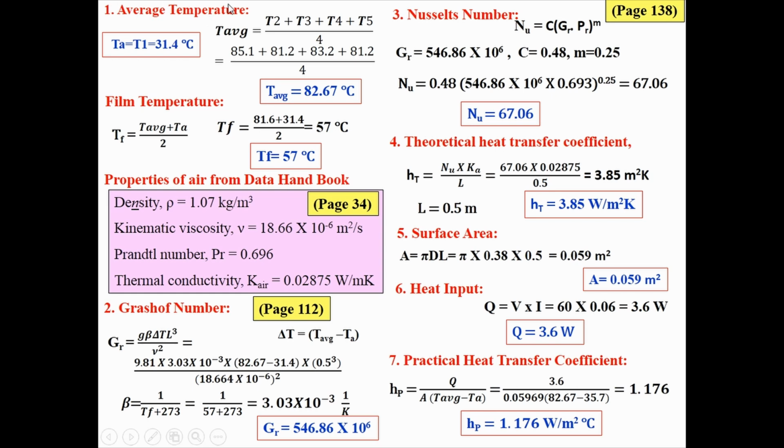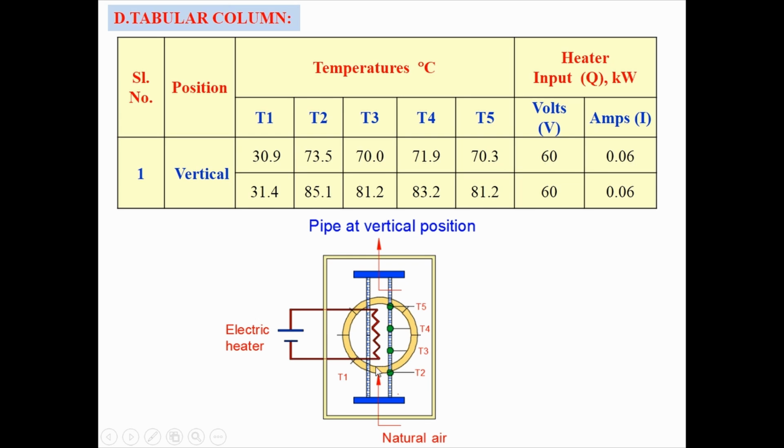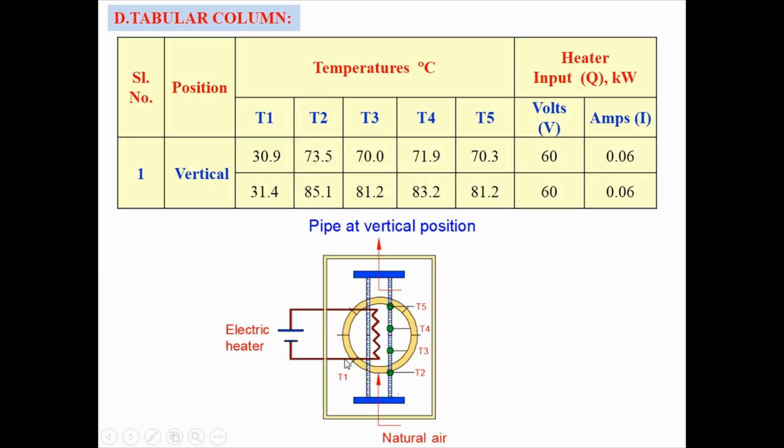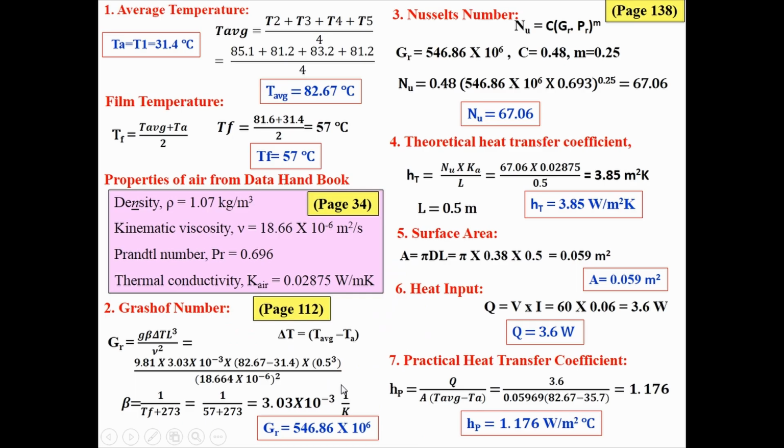Average temperature. What is average temperature? This is the average surface temperature of the tube. On the surface of the tube, there are 4 thermocouples, T2 plus T3 plus T4 plus T5 divided by 4. You will get the average surface temperature. That is, the average temperature is 82.67 degrees Celsius, whereas the ambient temperature, you can see here, is 31.4 degrees Celsius.